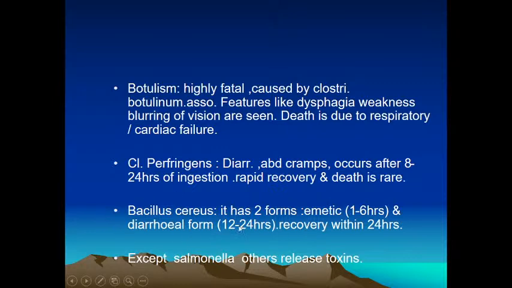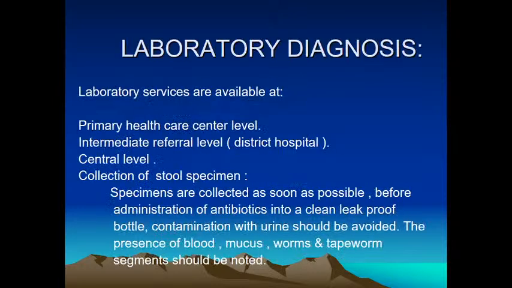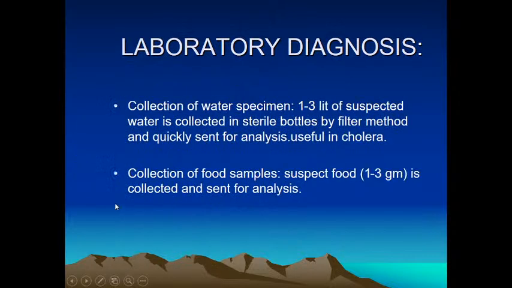Okay, Bacillus cereus, I've told you there are two forms of it, the emetic variety and the diarrheal variety. So one has to see which variety it is. For lab diagnosis, we have to start looking at it from the angle of whether it's primary healthcare, intermediate, or a large hospital. Basically it involves taking a good history of the individual and then collecting the sample. The sample can be looked at for culture as well as for blood, mucus, worms, and tapeworms, and various other worms.